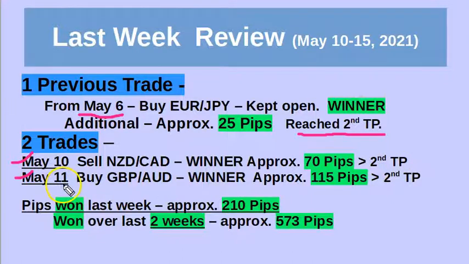And then the next day, on May 11th, I sent out to you by email the buy British pound versus the Australian dollar. This also was a huge winner. Both were winners. This one won approximately 15 pips, and it also reached our second take profit level. So the pips won just this previous week with these two trades was approximately 210 pips.